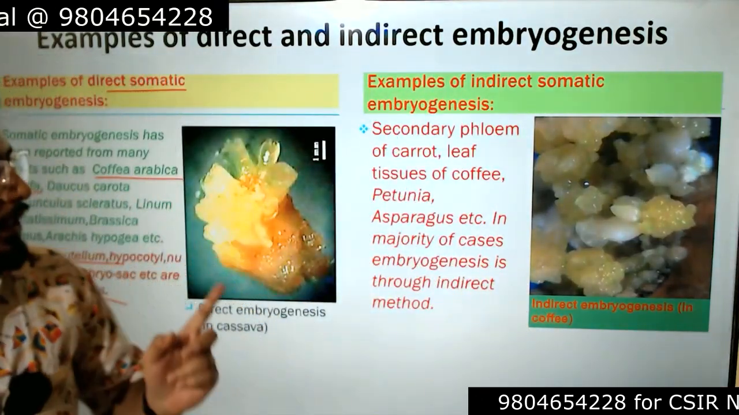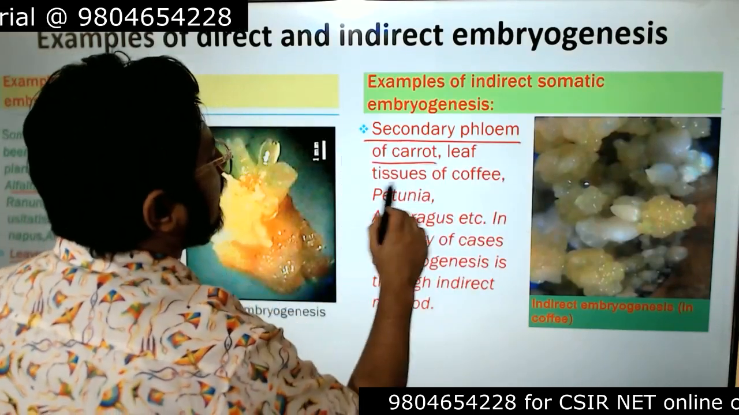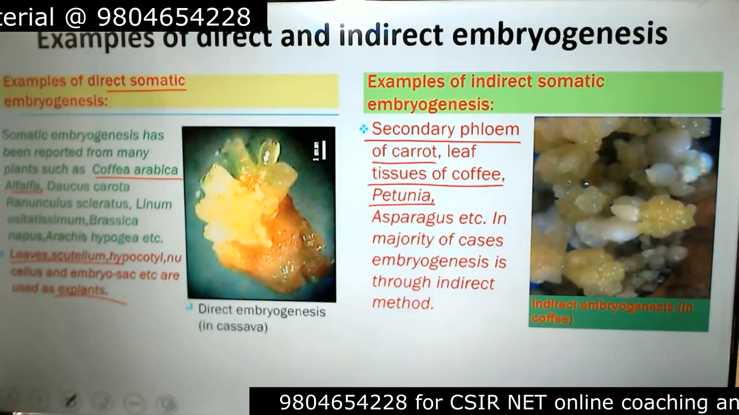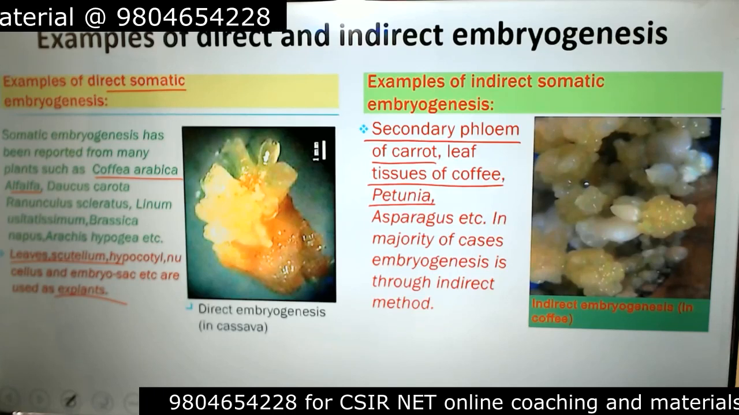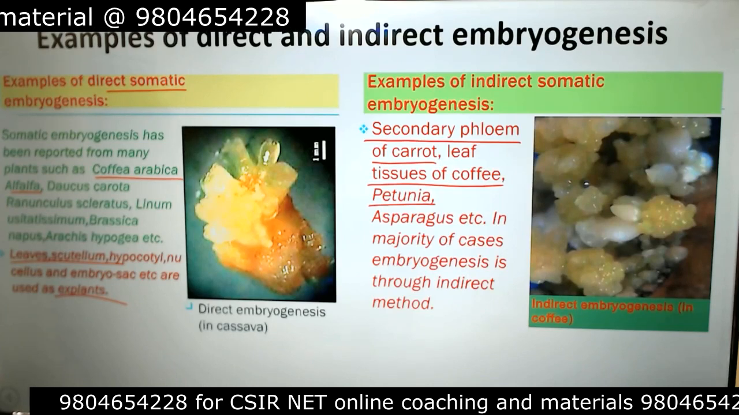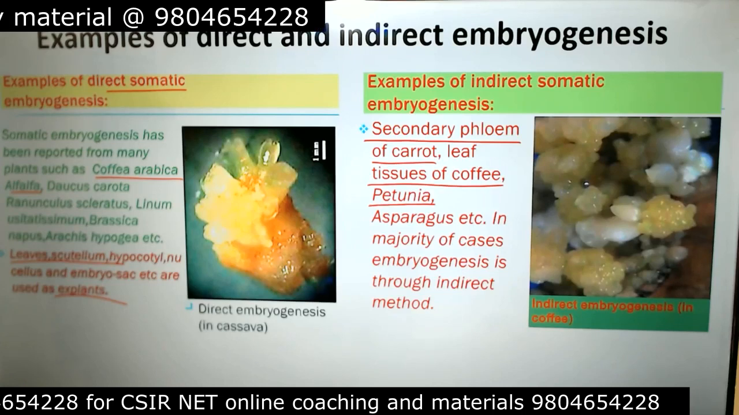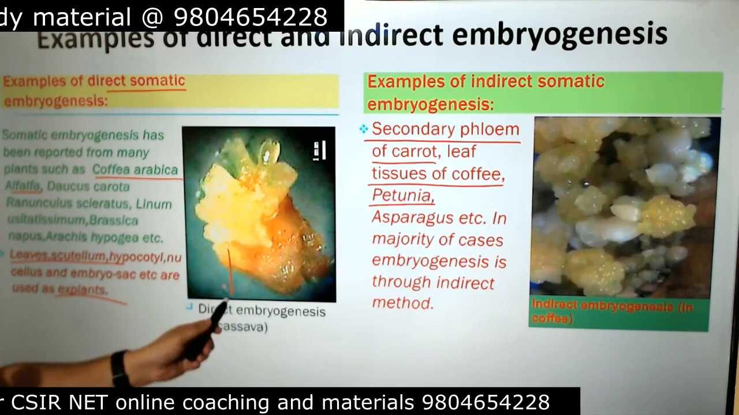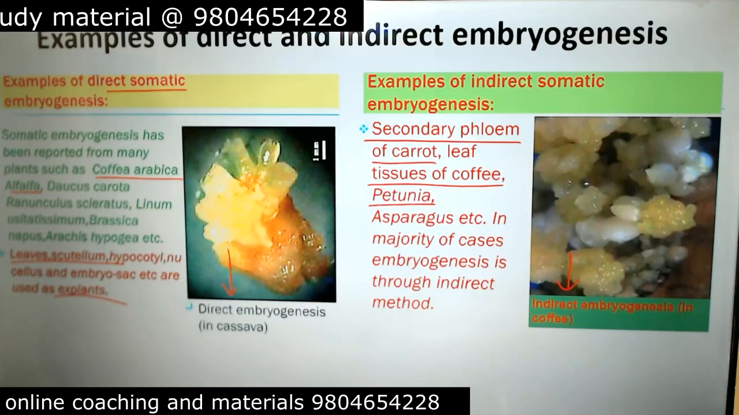On the other hand, we see the secondary phloem structure formation of carrot, and leaf tissue of coffee and petunia. Okay, so all these are used for indirect somatic embryogenesis, where callus is the predominant structure that forms. From callus they produce plants, bipolar structures. Okay, so this is direct embryogenesis. This is indirect embryogenesis, formation of callus again in coffee.